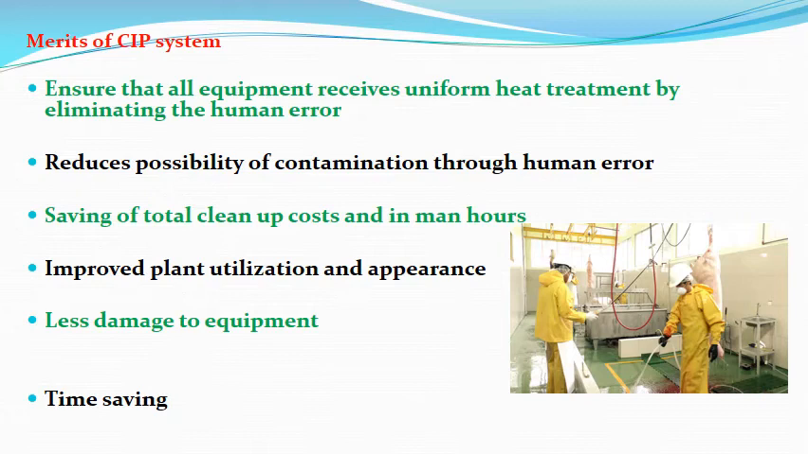Improved plant utilization and appearance. Because of the more mechanized system, overall utilization of plant is better, appearance is better, and no machines need to be dismantled, brought, cleaned and reset again. So all these things are highly convenient. There is less damage to the equipment because we are not regularly opening and fitting it, so it will have minimum damage, and it is also time saving because everything is done step by step in place. So the total time required for cleaning and making the equipment ready is very less.